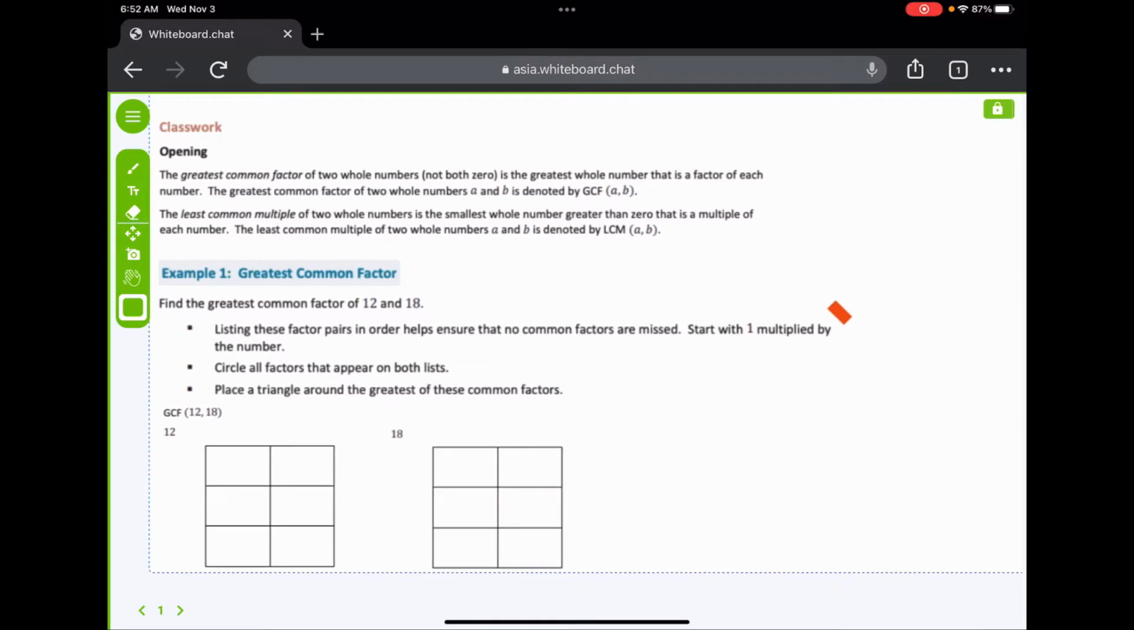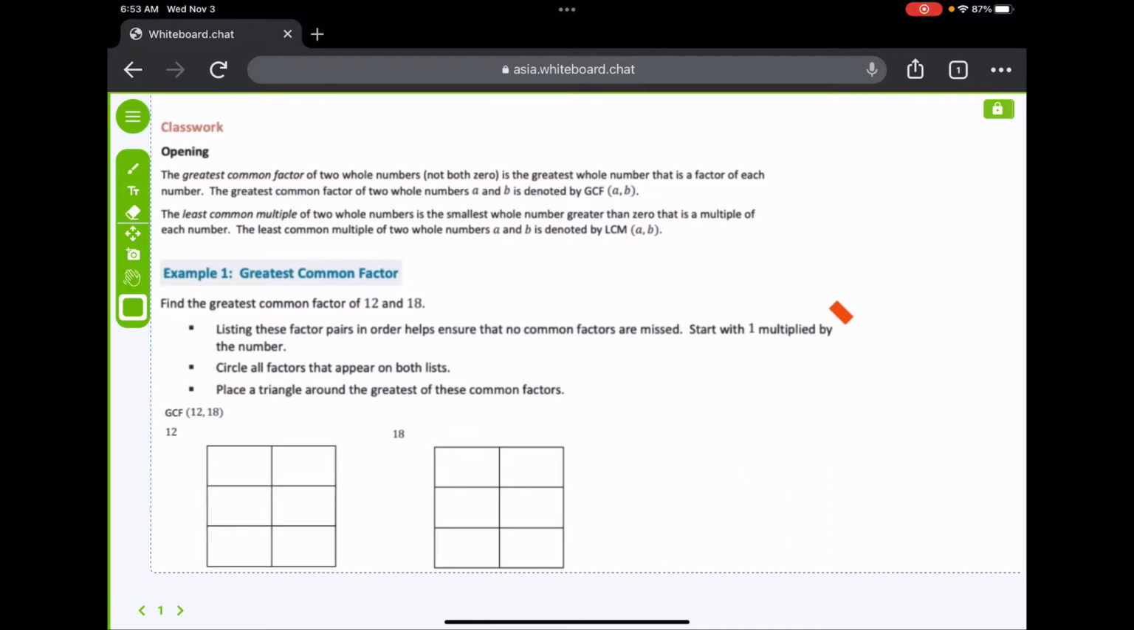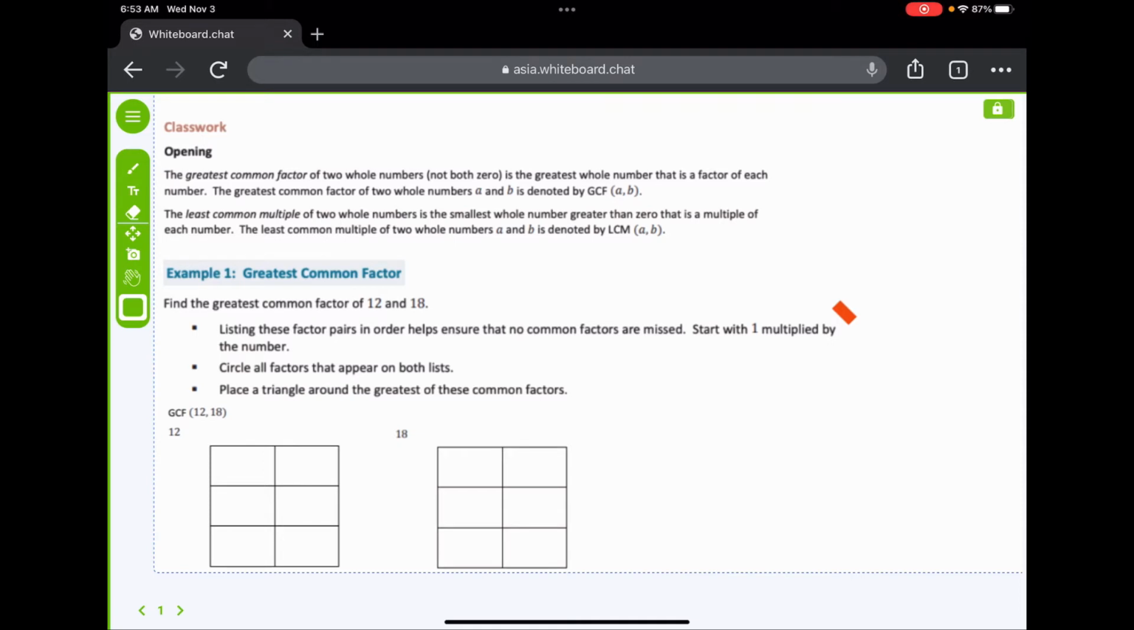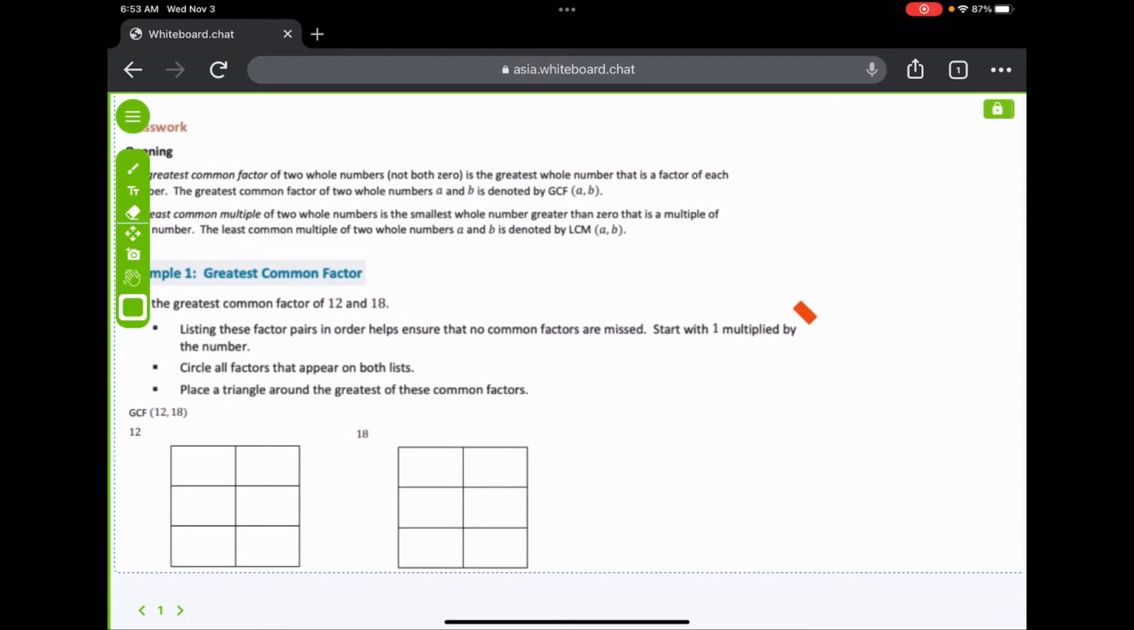The least common multiple of two whole numbers is the smallest whole number greater than 0 that is a multiple of each number. The least common multiple of two whole numbers, A and B, is denoted by the LCM of A, B. Okay, so just to start off, when we're talking about greatest common factor, we're going to find the greatest common factor of 12 and 18. This is how you're going to do it. If you'll follow these steps, you'll be good to go.